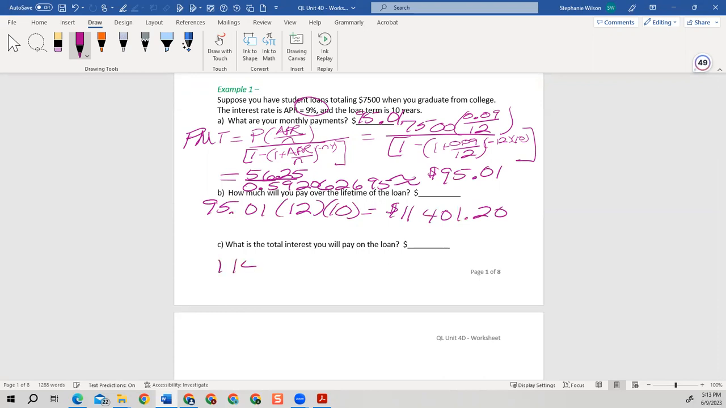Now, what is the total interest for that loan? You're going to take that $11,401.20 minus what you actually borrowed, which was the $7,500. And then we're going to know how much interest we're actually paying on that. And we're paying a total of $3,901.20, which is over half of what you borrowed. Or a little over, because 3,500, well, no, that's pretty about right. My apologies, I misspoke, because 7,500, if I divide it by 2, yeah, it's just a little over half.